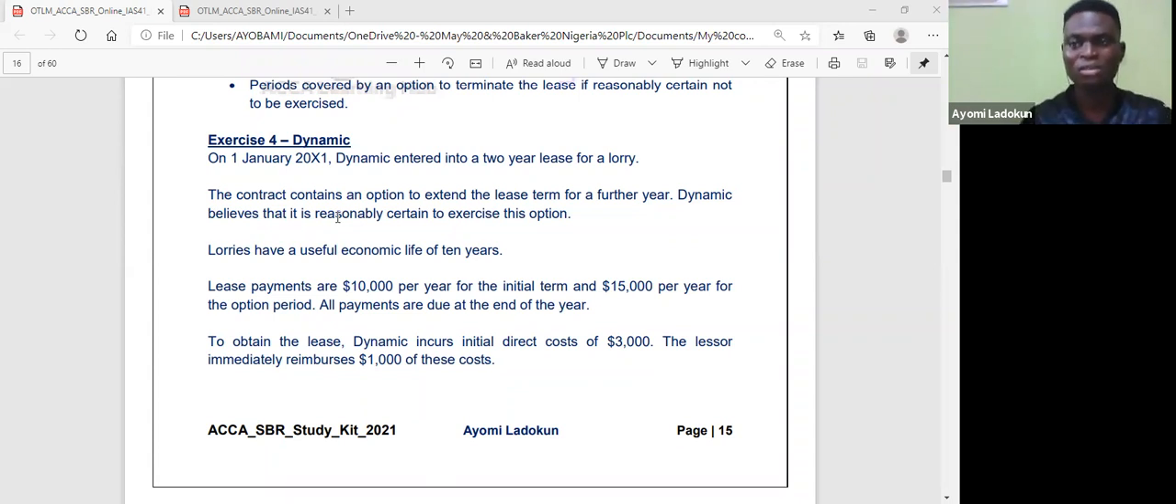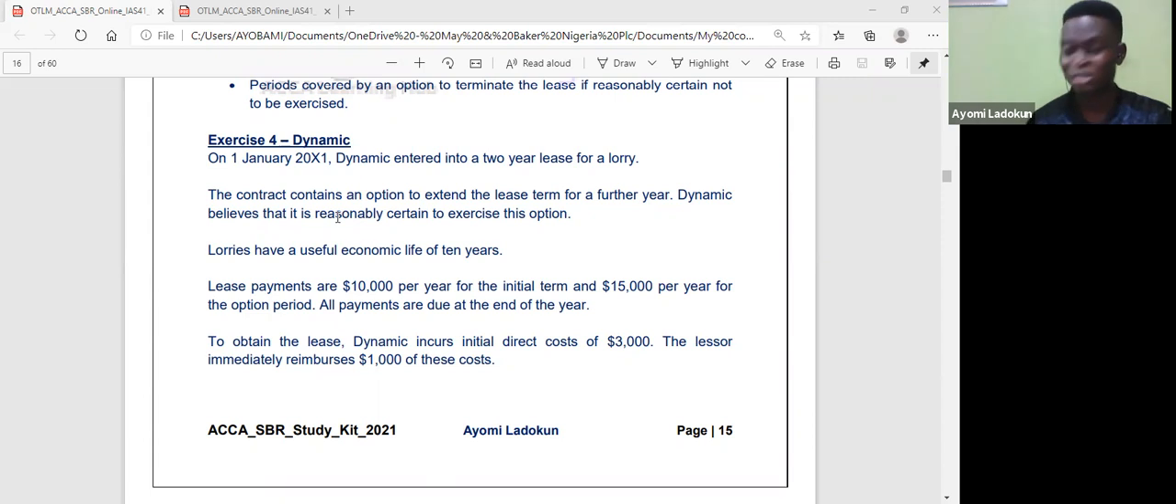Okay. And of course, we also take a look at what constitutes my lease term. You can remember what constitutes my lease term. 3 things. You look at the non-cancelable period, then the option to extend the contract if reasonably certain it is going to be exercised, and an option to terminate the contract if reasonably certain it will not be exercised. So that's where we stopped last time, that's yesterday.